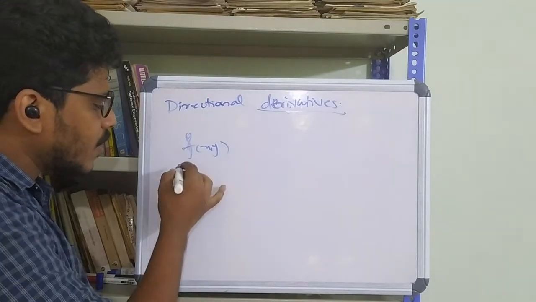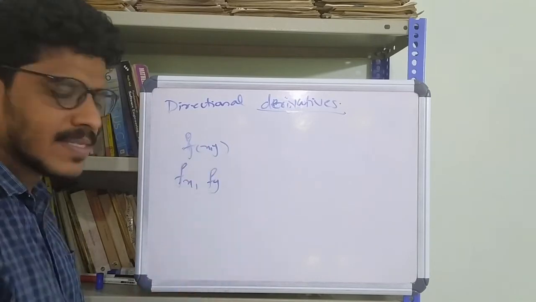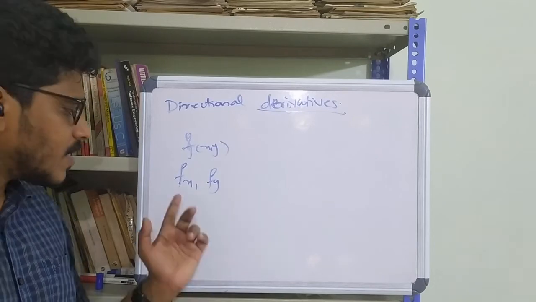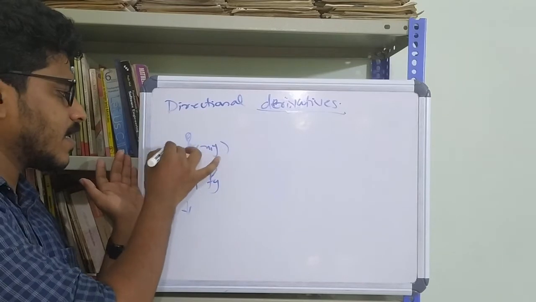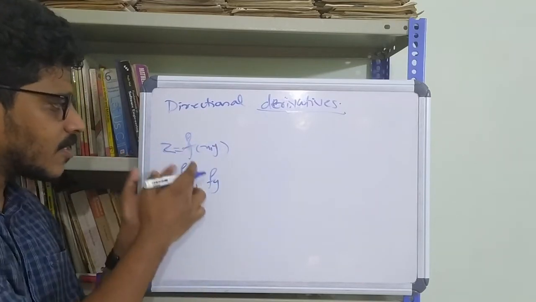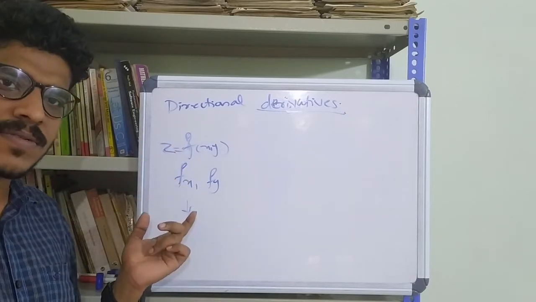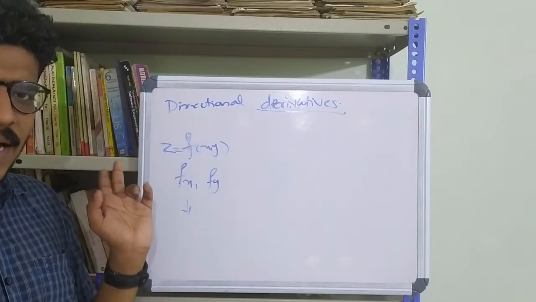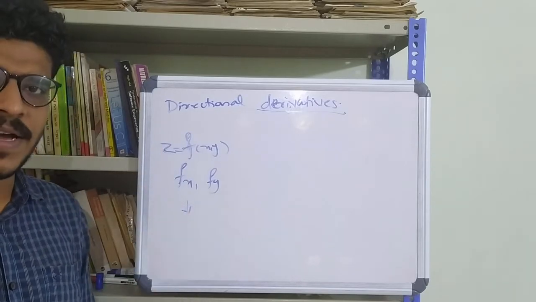And what did we mean by fx and fy, or simply the partial derivatives with respect to x and y? If we had our function as z equals f of x y, fx was identified as the rate of change of z in the direction of x, or with respect to x. Similarly, fy was identified as the rate of change of z in the direction of y, right?